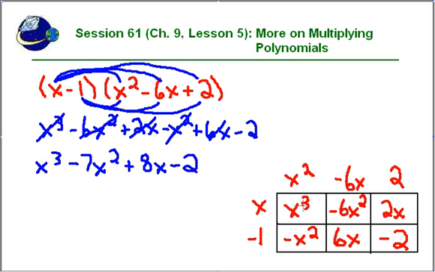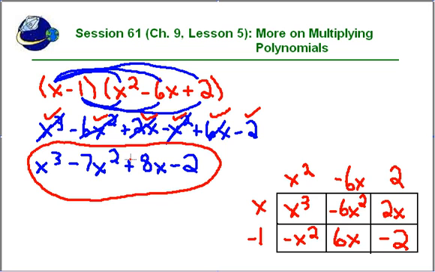Now let's see what this corresponds to. I went ahead and crossed these out, so these may be a little bit difficult to see. But this x to the third here corresponds to this x to the third. This minus 6x squared here corresponds to this minus 6x squared. And this 2x here corresponds to this 2x. On the bottom here, this minus x squared corresponds to this minus x squared. Our 6x here corresponds to this 6x, and our minus 2 here corresponds to this one. And if we combine these together, we'll see that we get the same answer that we have over here.